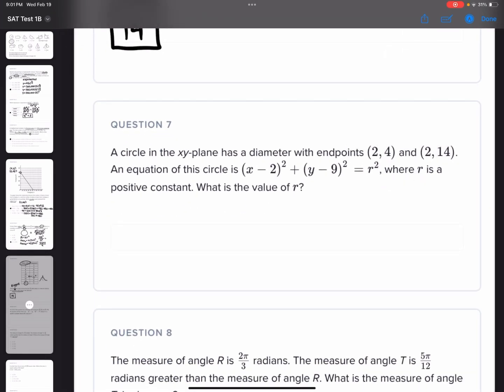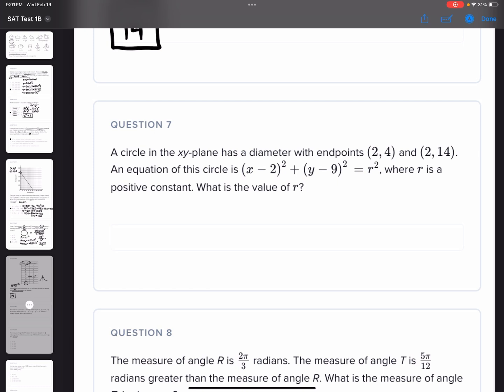Okay, on to question 7. A circle in the xy plane has a diameter with endpoints (2, 4) and (2, 14). An equation of this circle is (x minus 2) squared plus (y minus 9) squared equals r squared, where r is a positive constant. What is the value of r?